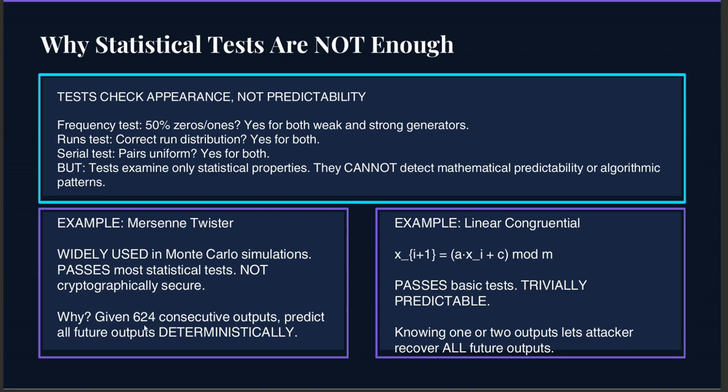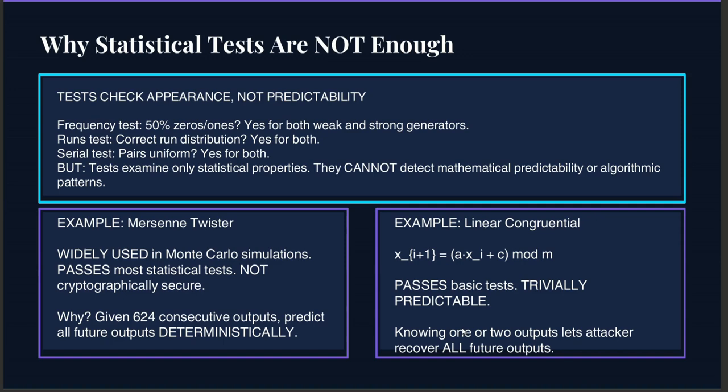Why? Because after observing 624 outputs, the attacker can reconstruct the entire internal state. Once the state is recovered, every output becomes predictable, completely deterministic. So, despite excellent statistical quality, there is zero cryptographic security. Now, compare this with CSPRNGs. In a CSPRNG, observing output should not reveal the internal state. This is the difference between statistical randomness and cryptographic randomness.